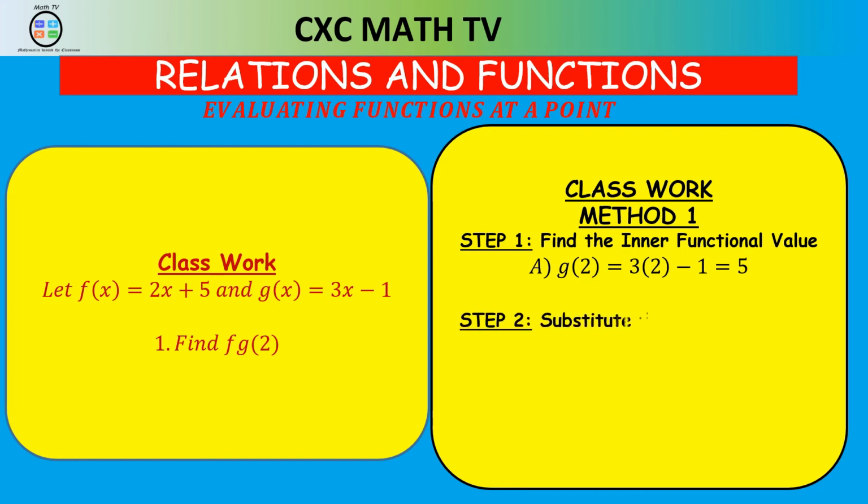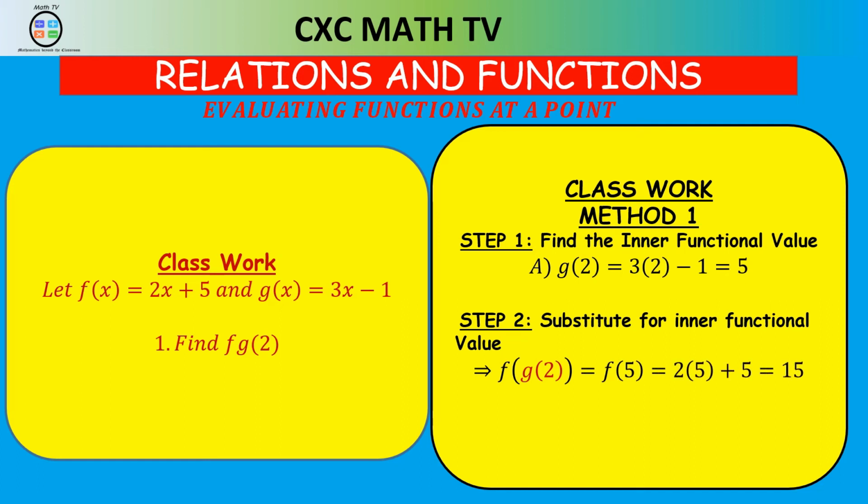And then we need to find fg of 2. Since g of 2 is 5, replace g of 2 with 5. So now we need to find f of 5. 2 times 5 plus 5 is then 15. So fg of 2 works out to be 15. That's one way that you can do it. Or you can do it this way.